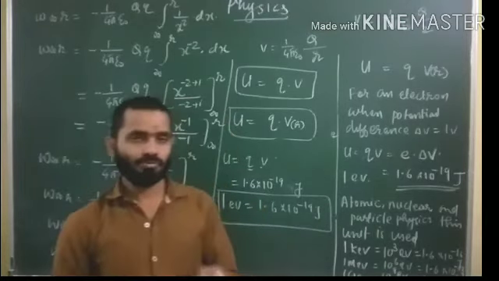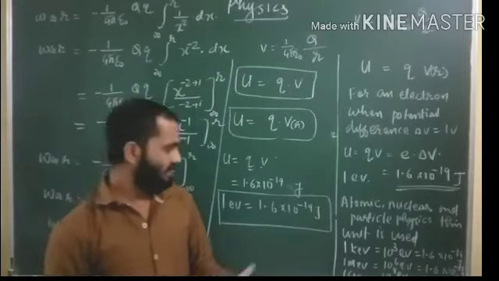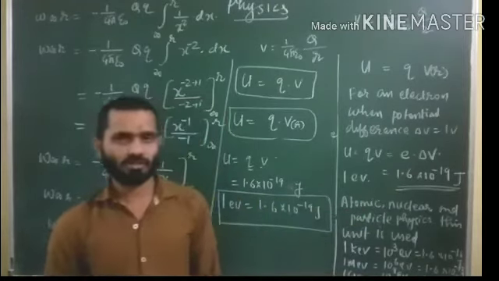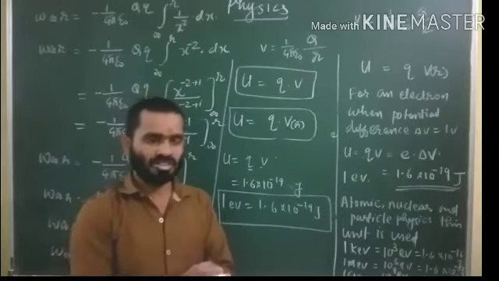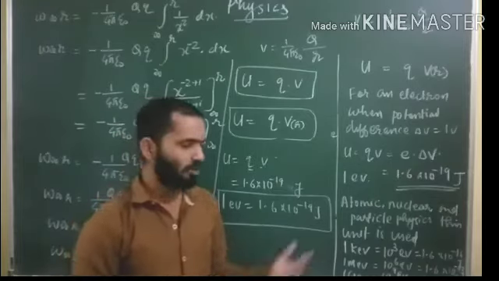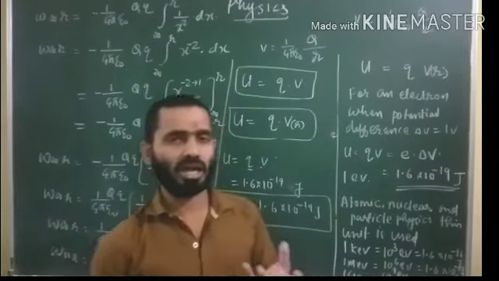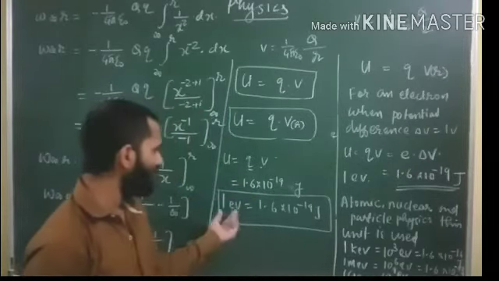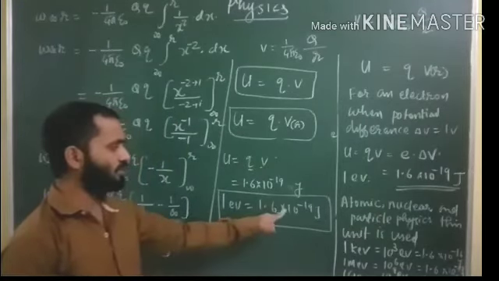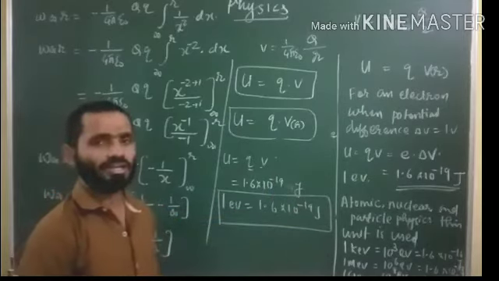This is the unit of energy which we use in atomic, nuclear and particle physics, as I have written here. When you are studying nuclear physics, or particle level physics, or atomic level physics, there we use the energy unit electron volt. So 1 electron volt is 1.6 into 10 to the power minus 19 joule.